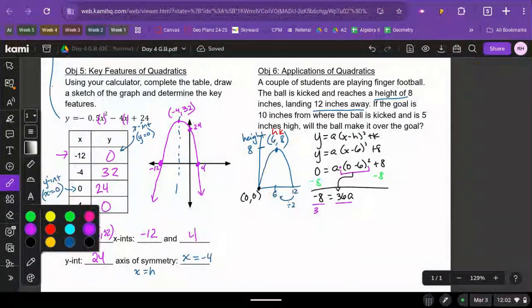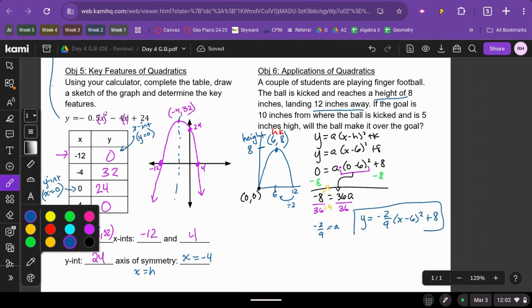Then I can divide both sides by 36. And it's not absolutely necessary, but it is a good skill to build. You want to simplify that fraction down. Both of these values can be divided by 4. That's the greatest common factor that they have. And we get negative 2 over 9 for our a value. And we need this because then our equation becomes negative 2 over 9 times x minus 6 squared plus 8. So that's a huge step to take.